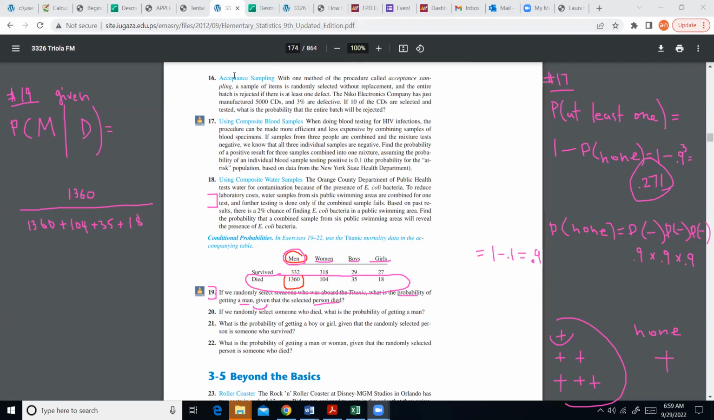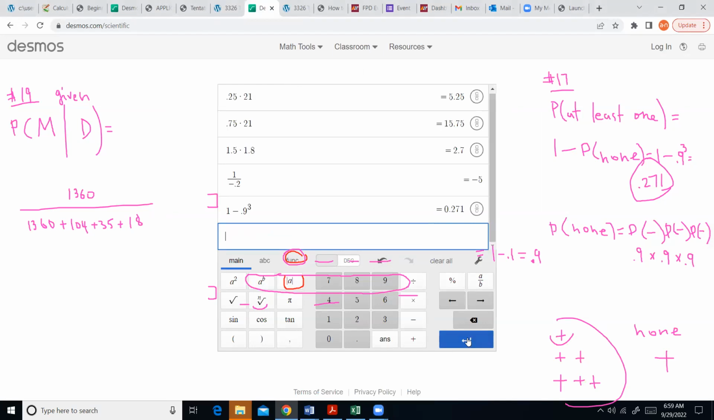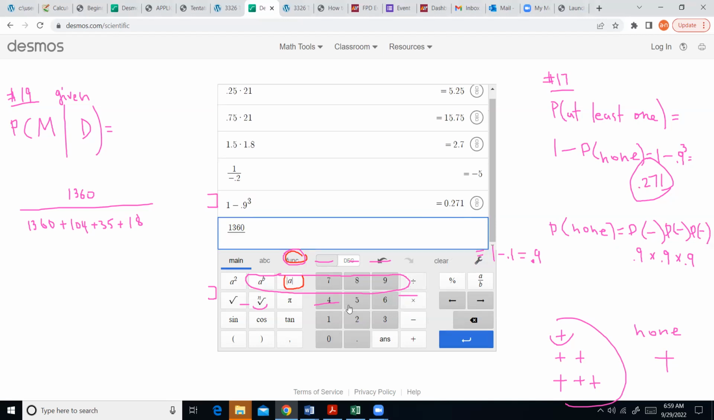So now it's calculator time, and thanks for already producing it. Very good. Let me do this with my calculator. So I divide 1360, right? And then when I put the division by that 1360, I just need to keep on adding plus 104 and also 35 and also the number 18.